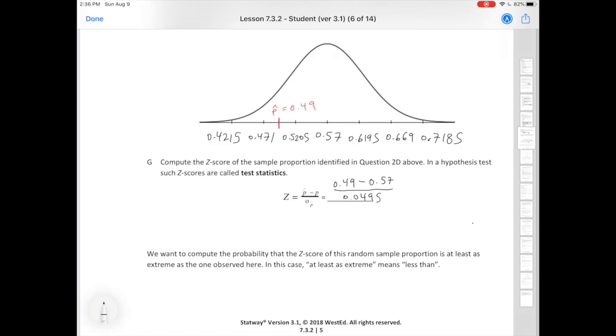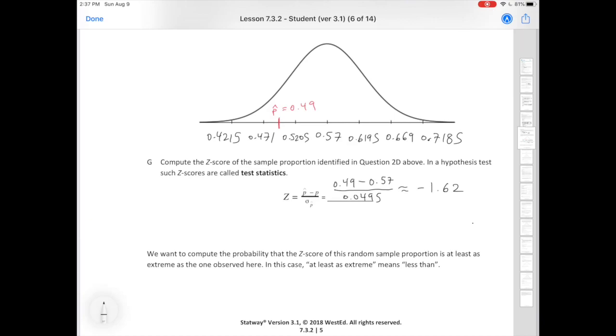0.0495. So I'm going to go ahead and figure out what this is in my calculator. So make sure you get the same answer as me in your calculator, and put the top number in parentheses just to be sure. So when I do 0.49 minus 0.57 and then divide it by 0.0495, I end up with, if I round it to 2 decimal places, -1.62.